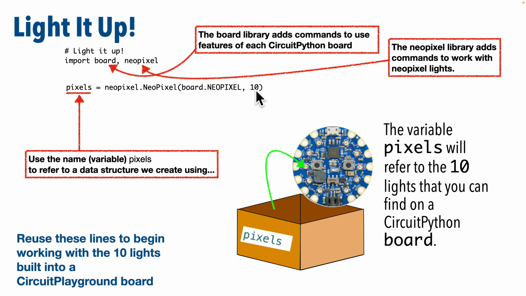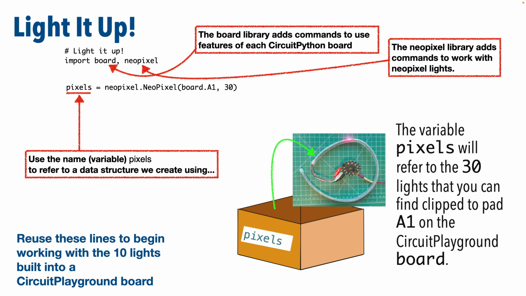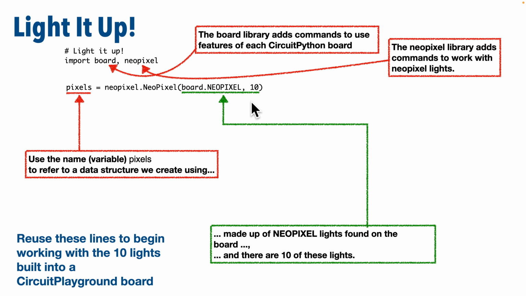In our code, we specify that the lights are on our NeoPixel board by just saying board.NEOPIXEL, all in caps. This statement behind the scenes will get our code to the right electronic pathways to work with those lights. If we were clipping a strand of lights, say to pad A1 in our CircuitPlayground board, and we're going to do that in a future lesson, we would instead write board.A1 here, because those lights would be attached to the pad labeled A1. There are also 10 lights on our onboard NeoPixels, so that's why we have a 10 here, the number of lights.